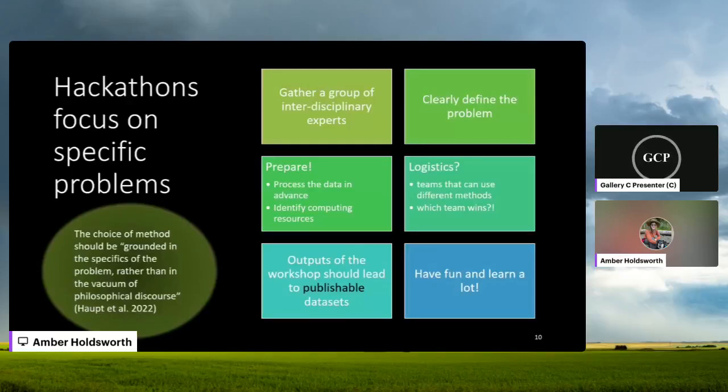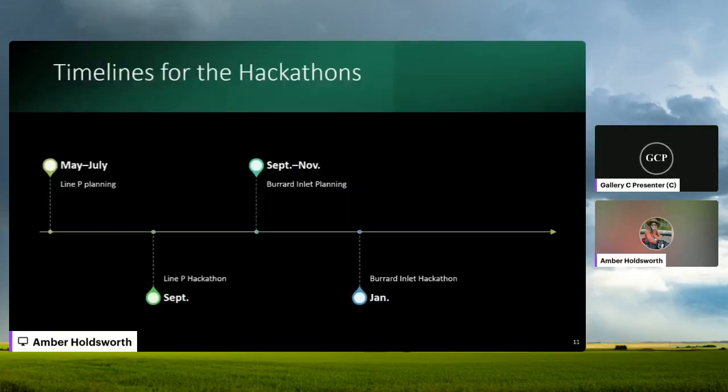Because everybody involved here is a technical expert, we should be able to get something really usable and useful for the community out of it. And of course, we want to have fun and learn a lot about machine learning and statistics. And so the two hackathons we're planning are Line P, which is a historical reconstruction. I'm going to tell you a little bit more about it. And then Burrard Inlet, which is an example of climate projections in small craft harbors.